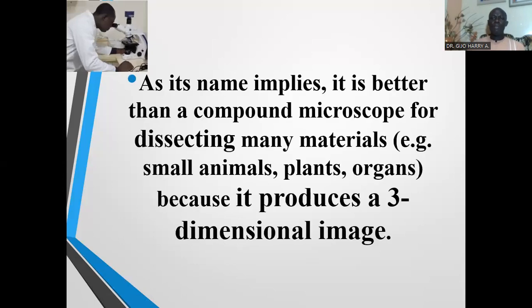As its name implies, it is better than a compound microscope for dissecting many materials, such as small animals, plants, or organs, because it produces a three-dimensional image. It's used for dissecting, and it produces three-dimensional images, 3D images.